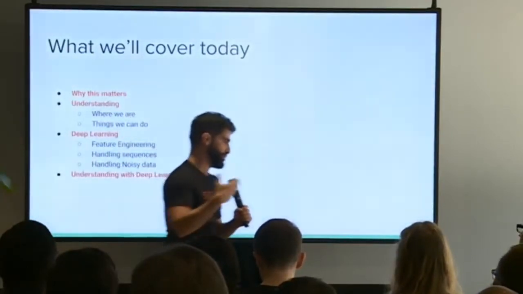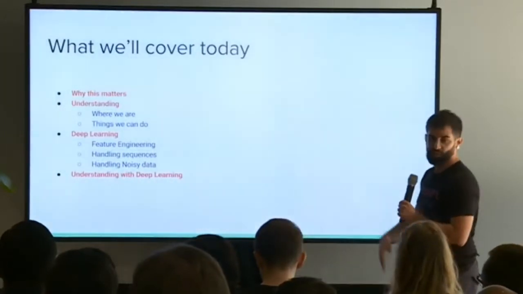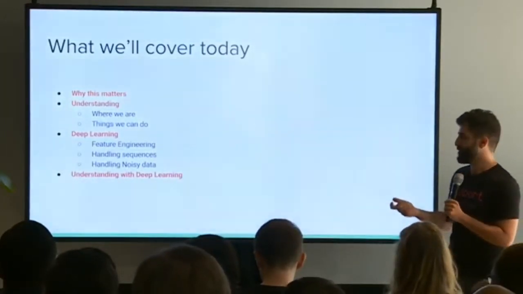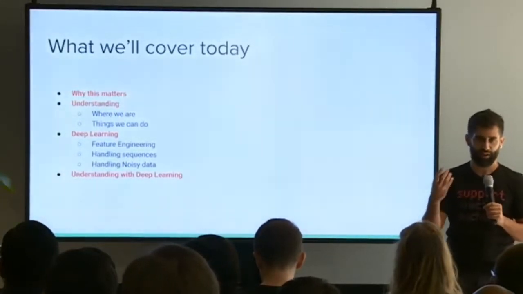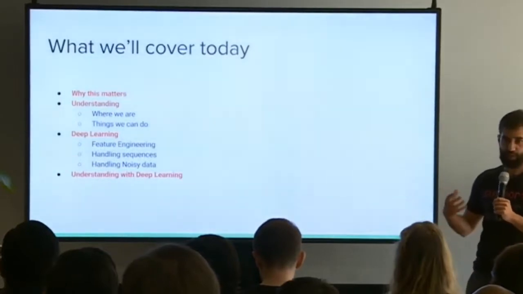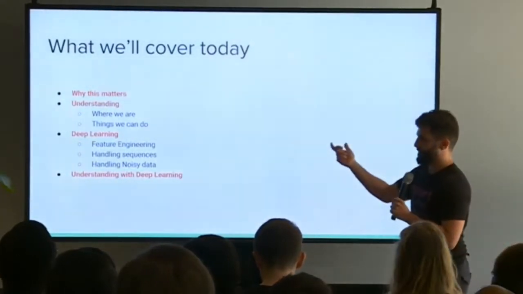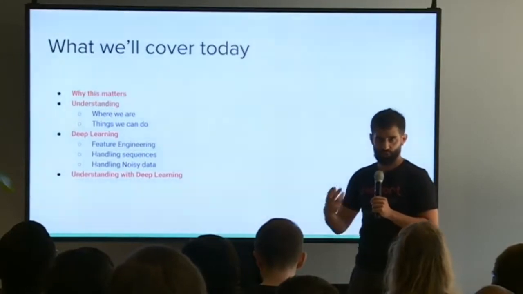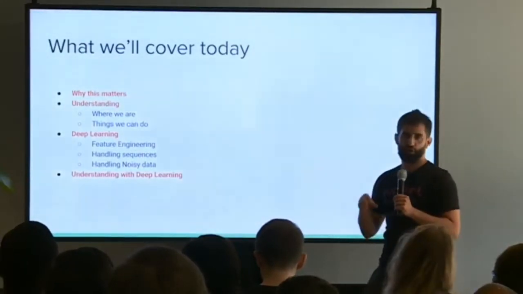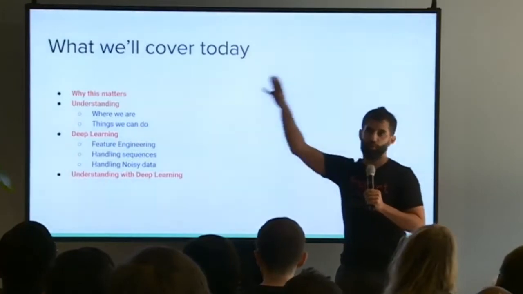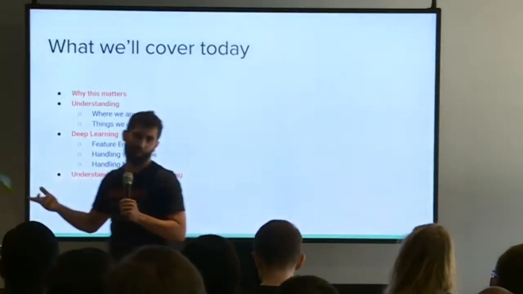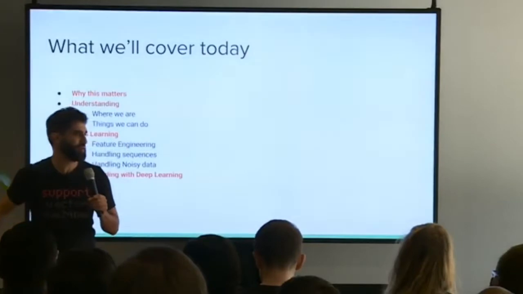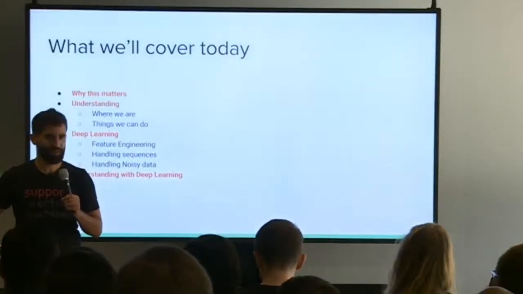More specifically, the way the rest of this talk will look is I'll tell you a bit about why this is important in general. And then I'll break into two parts. One will be about understanding and the other will be about deep learning. We'll talk about where we are today and what we can and can't do in general in terms of understanding. And then I want to go into deep learning, a wide field in and of itself that has really enabled us to do cool things with text. And then we'll connect them and talk about understanding with deep learning and show some practical examples.